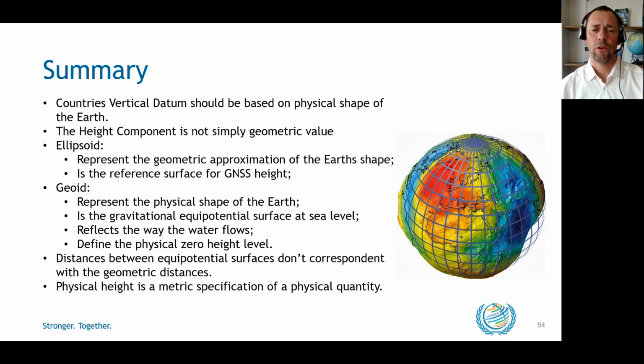And the geoid, representing the physical shape of the Earth, is the gravitational equipotential surface at the sea level and reflects the way the water flows. It defines the physical zero height level. Distances between equipotential surfaces don't correspond with the geometric distances. And physical height is a metric specification of a physical quantity.